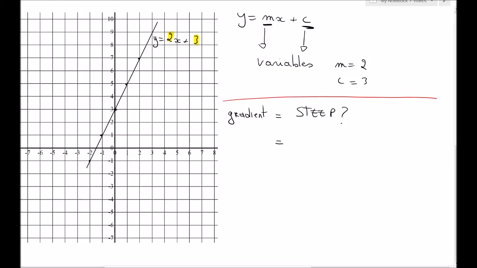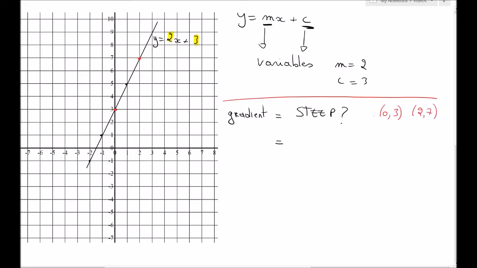Now, how do you find the gradient of any straight line graph? Well, first of all, you need to find two coordinates on your graph. So I pick 0, 3 in this case. I'm going to write them here. And let's take this one here, 2, 7.